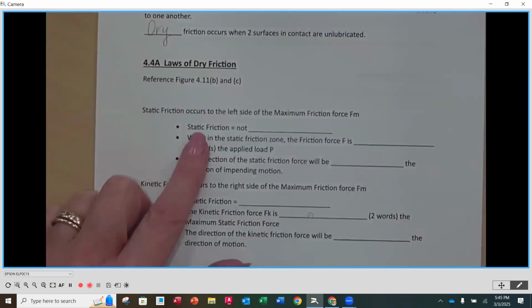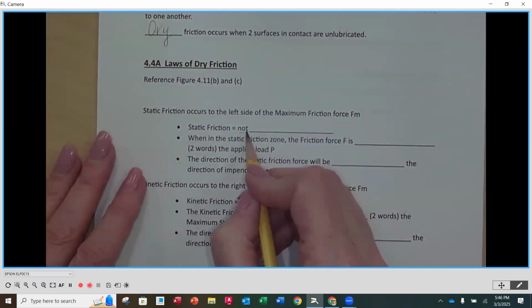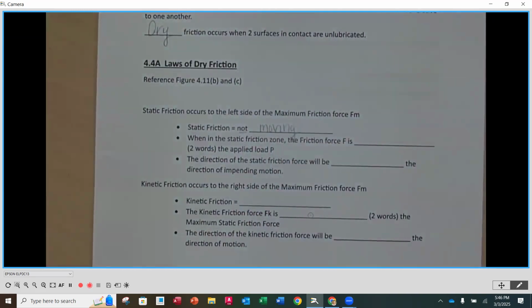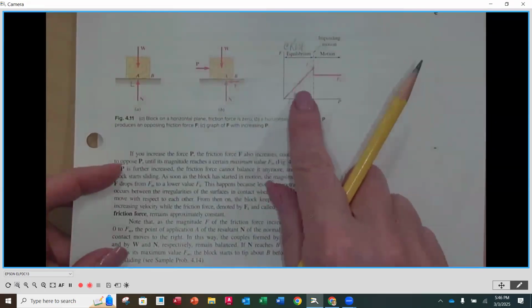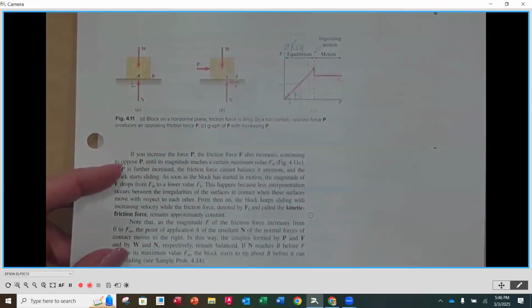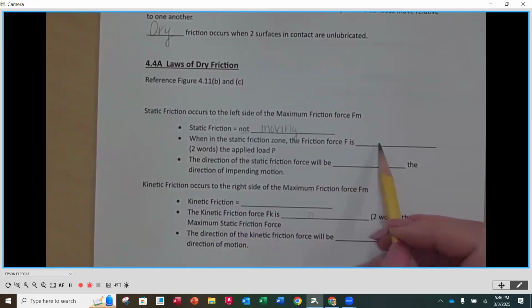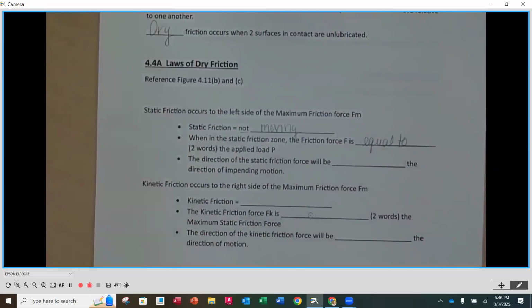Okay. Now, if I go back over here, kind of getting that explanation of things, we can fill in a couple more blanks here. So static friction means that we are not moving. Again, the book calls that equilibrium, but be a little careful with that. When in the static friction zone right here, on this side of that maximum friction force, the friction force F is blank, the applied load P. It's going to be equal to that applied load P, or the same as, right?